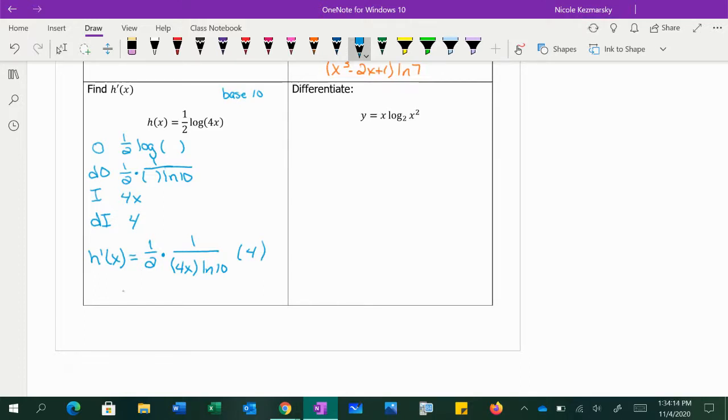And if we want to clean this up, we can go ahead and say 4 in the top over 2 times 4x natural log of 10. The 4's will cancel. And so we're left with 1 over 2x natural log of 10.